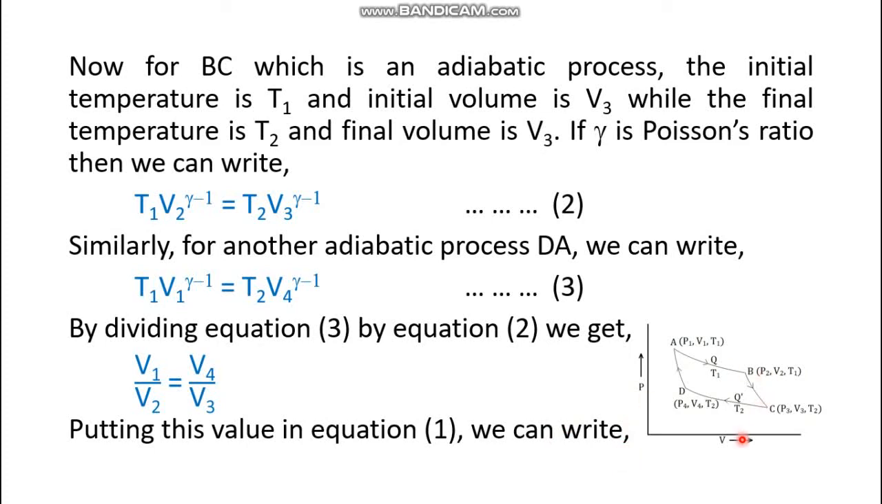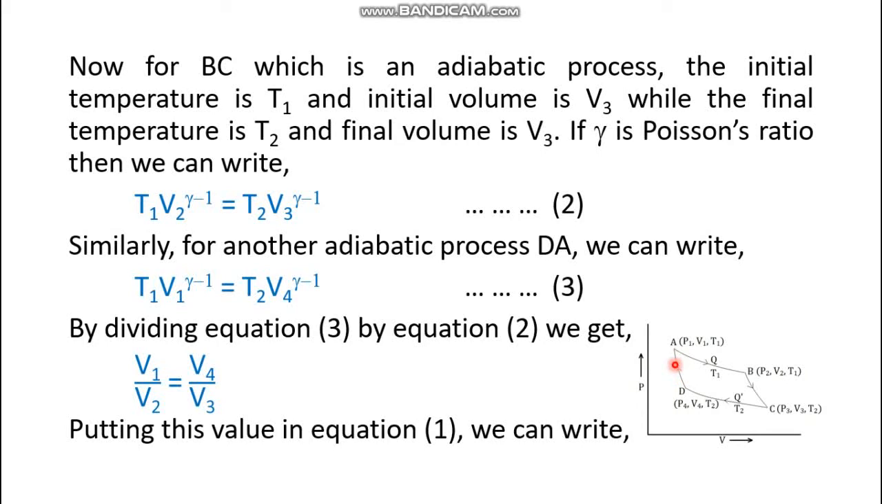So we can apply the rule for adiabatic change. We know that T V to the power gamma minus 1 equals a constant. So T1 V1 to the power gamma minus 1 must be equal to T2 V2 to the power gamma minus 1. Here T1 is T1 but V1 is V2, and here T2 is T2 but V2 is V3. So it is T1 V2 to the power gamma minus 1 equals T2 into V3 to the power gamma minus 1. Now look at this path DA.